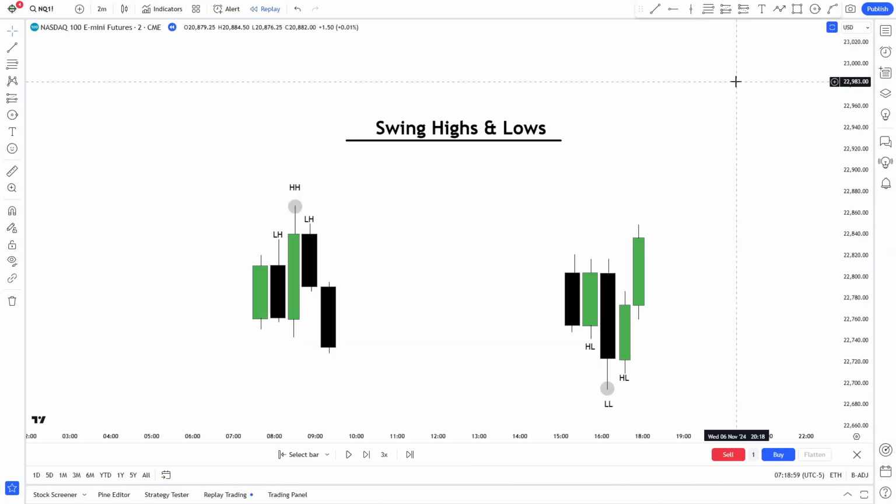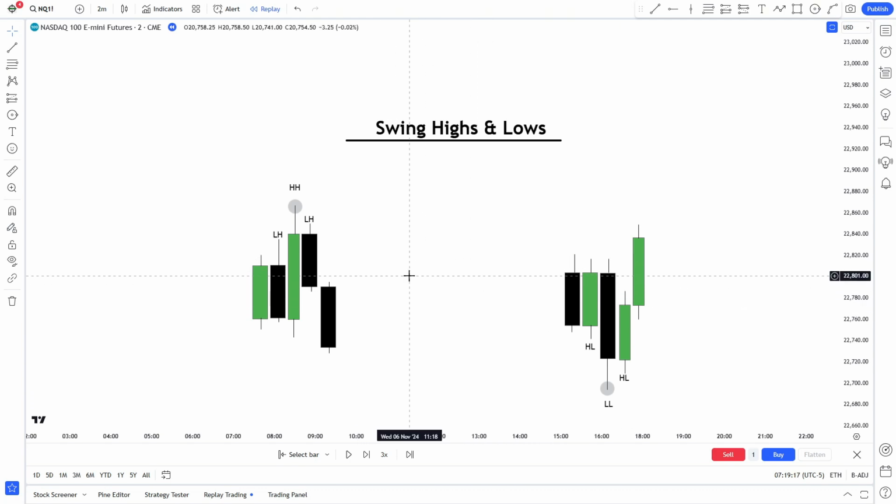Now, the next thing I like to look for when helping me to derive bias is swing highs and swing lows. Okay, so first off, you need to know what a swing high and swing low is. So I've drawn a diagram both on the left hand side and right hand side to help you understand what a swing high and swing low is.